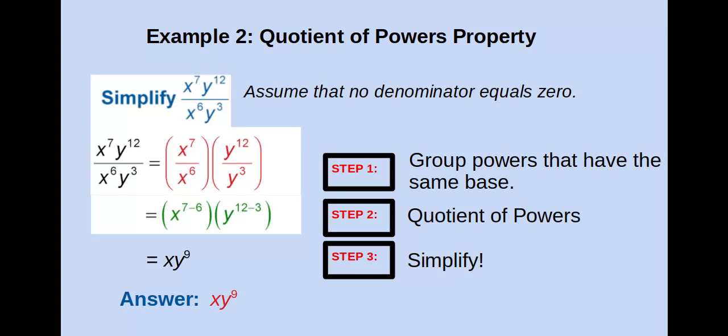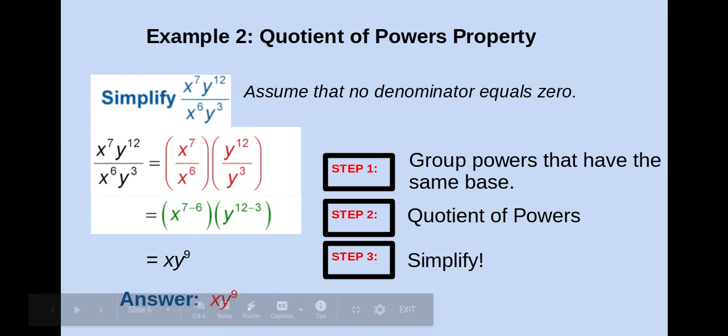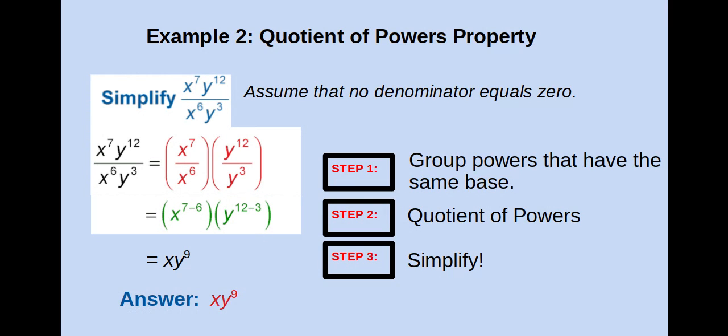Now, one last example for the quotient of powers property. I wrote it out with some steps to make it really simple and easy for you to understand. We're going to assume that no denominator equals 0, because if a denominator does equal 0, that means it will be undefined, and we can't work out a problem that's undefined. So this is our equation right here: x to the 7th power, y to the 12th, divided by x to the 6th, y to the 3rd. Our very first step is to group powers that have the same base, and that's what we did right here in red. You can see x to the 7th divided by x to the 6th is grouped in 1, and our second group is y to the 12th divided by y to the 3rd, which is also grouped in red.